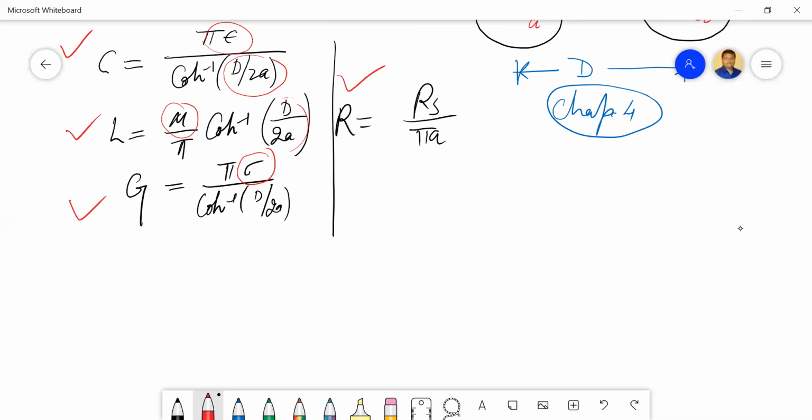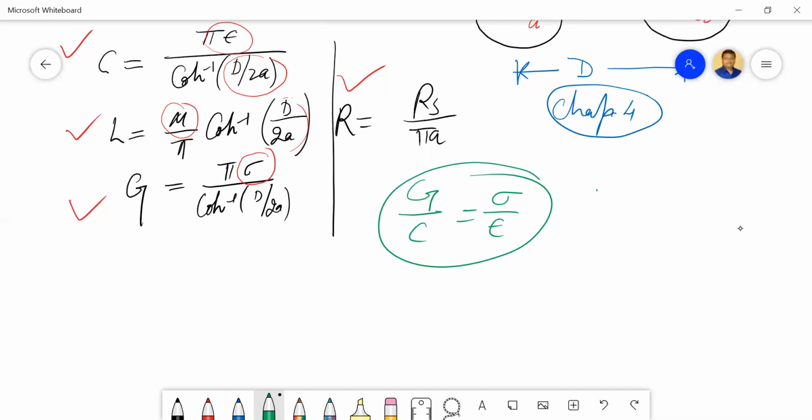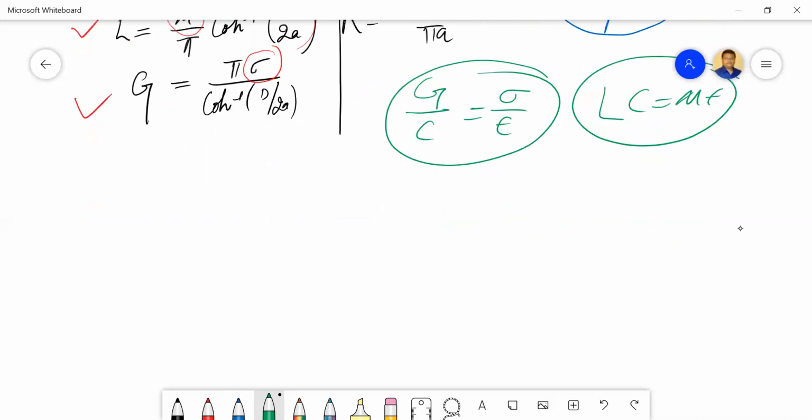Now, because we have a very good relation developed here, we can utilize it: G by C is equal to sigma by epsilon, and LC is equal to mu epsilon. These relations provide a solution to connect your lumped parameters with your material parameters. You can utilize these facts to find the lumped values for the two-wire system. Correct?